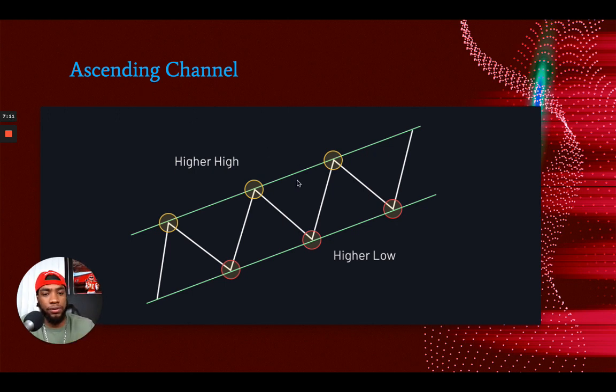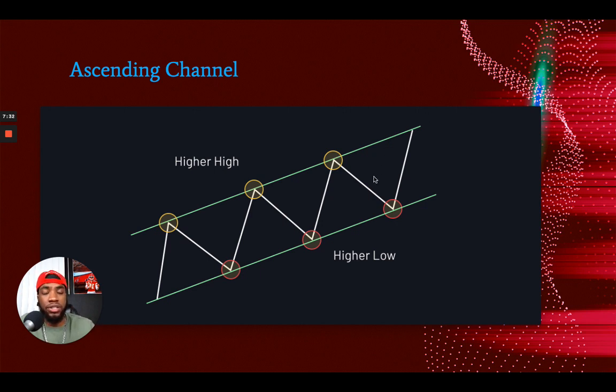Ascending channel. So channels are pretty much a consolidation zone of price moving upwards. So we see prices still making higher highs and higher lows, but we see price consolidating between two areas. So even though it's making higher highs and higher lows, it's not making those type of higher highs and higher lows that really signify a strong uptrend.